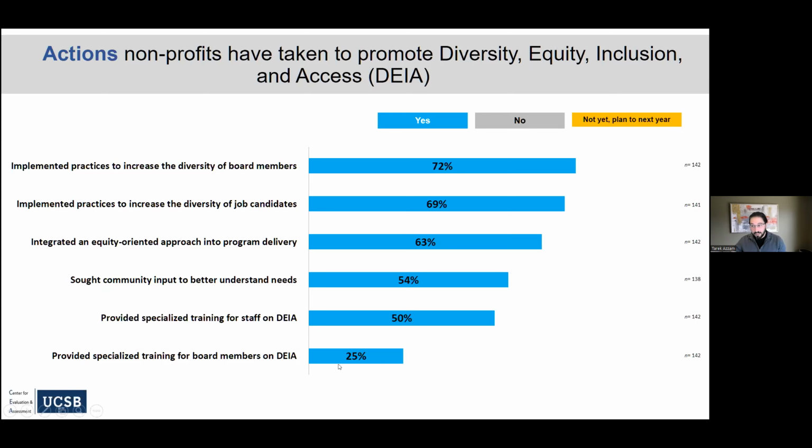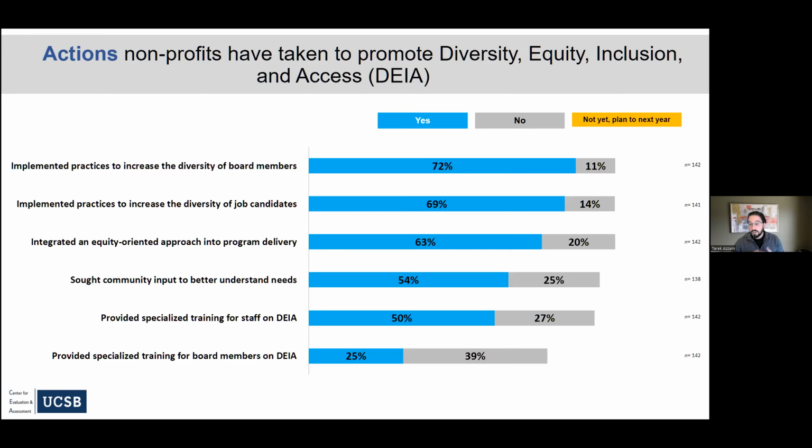And again, one of the things we're really interested in is, well, potentially why isn't there more, and what are the potential barriers there? Because you have a focus on increasing the diversity of board members here, and then you have less of a focus on actually working with the current board members around these issues. That's a potential question that's worth investigating and looking at.